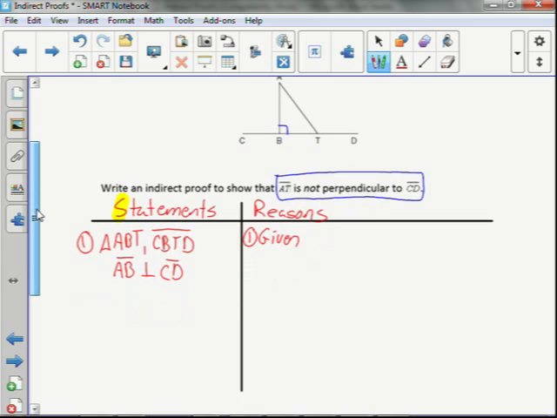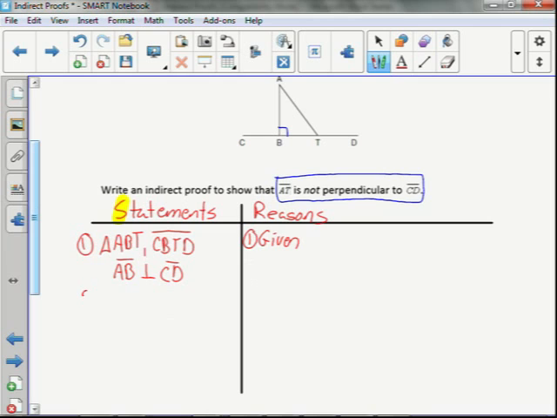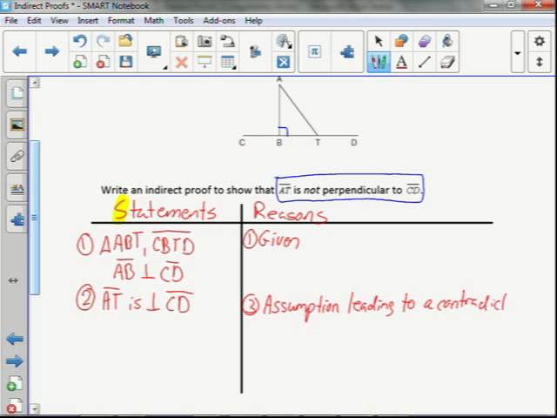The second step in your indirect proof is always going to be your assumption. So our assumption is going to be that AT is perpendicular to CD, or take that not out of there. And here's the reason. It's an assumption leading to a contradiction. Now, again, the contradiction is generally going to come from something that you were given. All right?